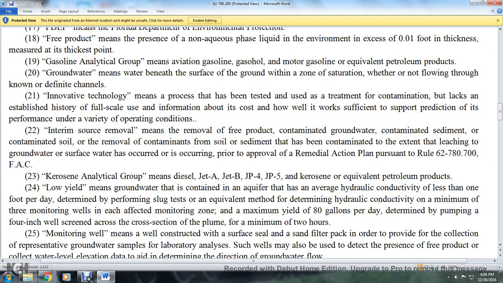Low yield groundwater means groundwater contained within an aquifer that has an average hydraulic conductivity less than 1 foot per day, determined by performing a slug test or an equivalent method of determining the hydraulic conductivity on a minimum of 3 monitoring wells, and a maximum yield of 80 pounds per day, determined by pumping a 4-inch well screened across the cross section of the aquifer for a minimum of 2 hours.